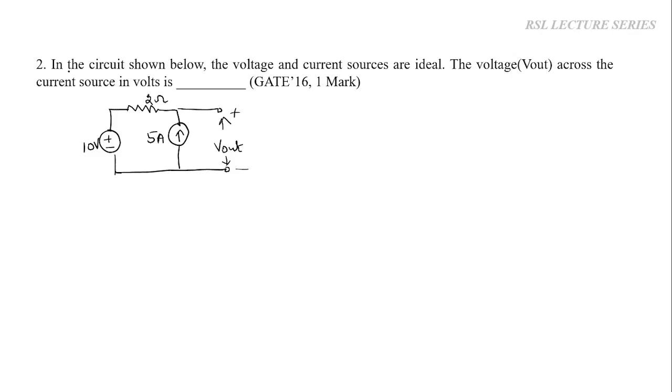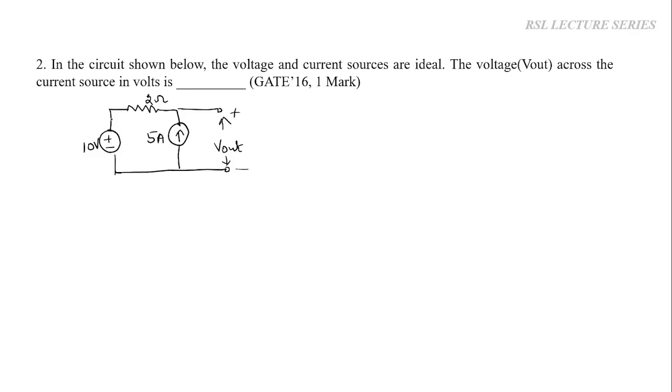The second one is a similar problem only. The question is, in the circuit shown below, the voltage and current sources are ideal. The voltage Vout across the current source in volts is dash. This is again from GATE 2016 and it is a 1-mark question. Here again we are going to use Kirchhoff's current law only.